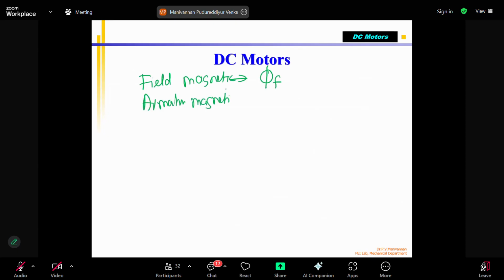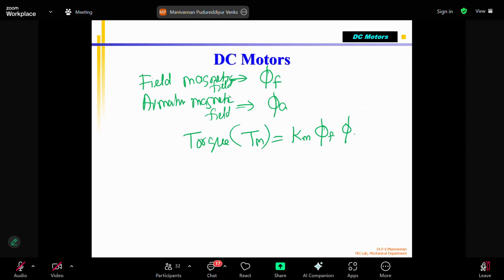Being an electromagnet, it is not a magnet, we say magnetic field, right? Field magnetic field and armature magnetic field. This I represent by phi A. And I told yesterday, the torque produced in the motor, I say capital T or Tm, is equal to Km multiplied by phi F into phi A, where Km is called the motor constant.